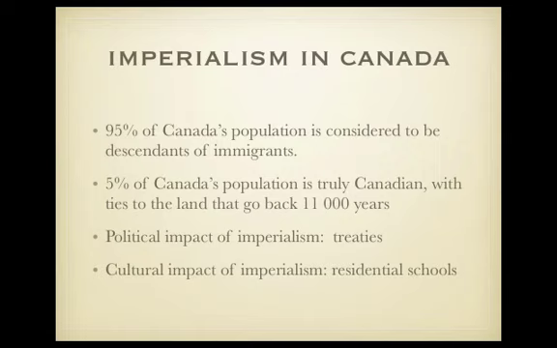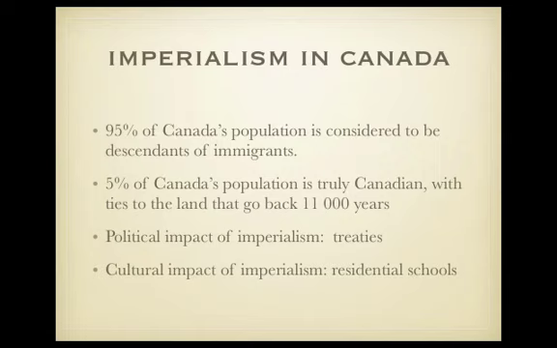But 5% of Canada's population is truly Canadian because they have ties to the land that go back 11,000 years. Archaeologists have determined that for 11,000 years, First Nations people have been here. There's quite a large discussion on where they came from. Chances are good they came over the Bering Strait, because there used to be land that connected Alaska to Russia. Some people even think they came on boats. Archaeology is fascinating.